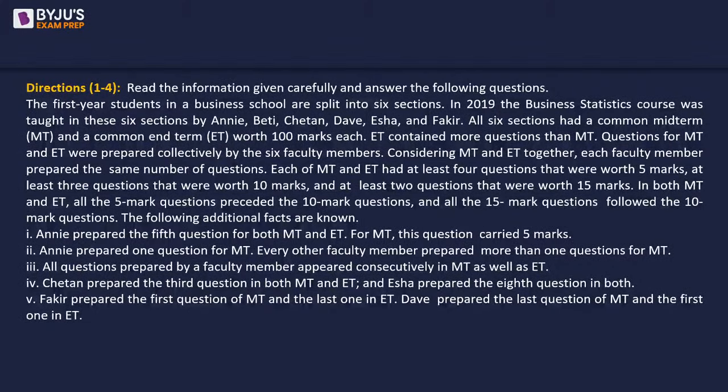Now, each of the MT and ET had at least 4 questions that were worth 5 marks, at least 3 questions that were worth 10 marks, and at least 2 questions that were worth 15 marks. So they are using the phrase at least. That means कम से कम उतना तो होगा, उससे ज़्यादा भी हो सकता है. That we will have to figure out once we get to know कि total marks 100 बन रहे हैं कि नहीं. ठीक है? We will look into it in some time.